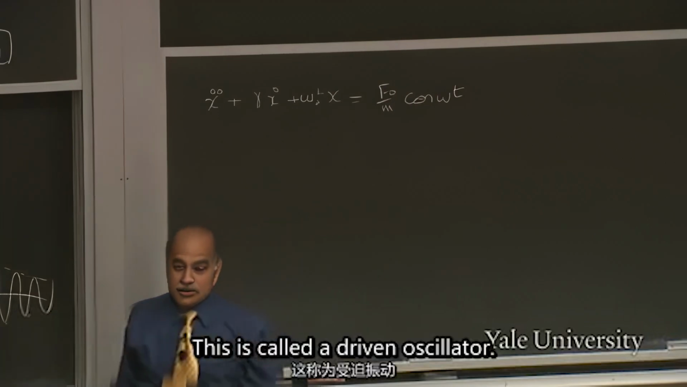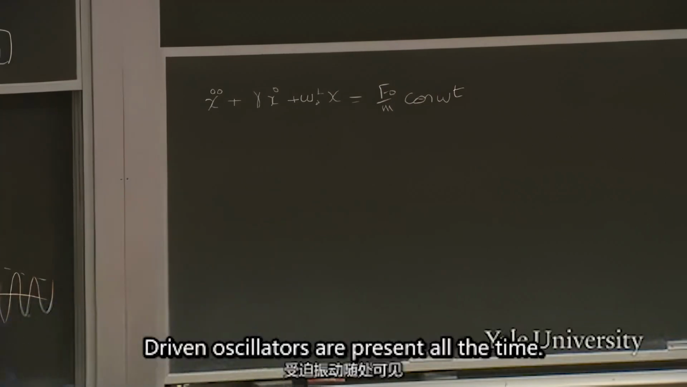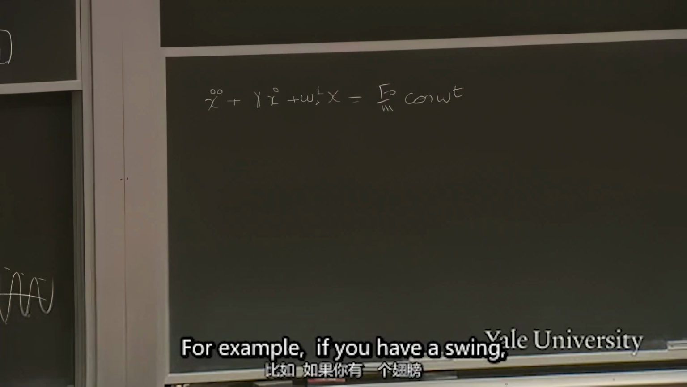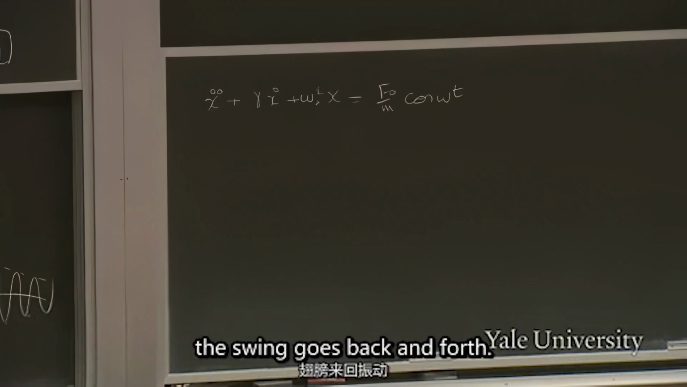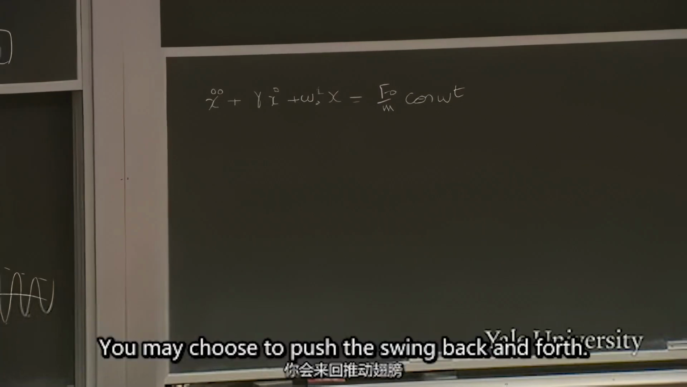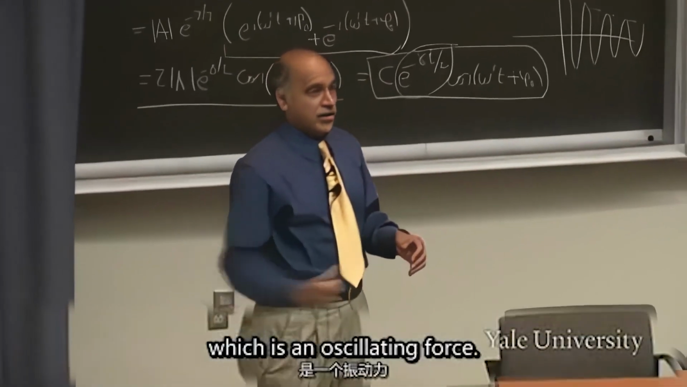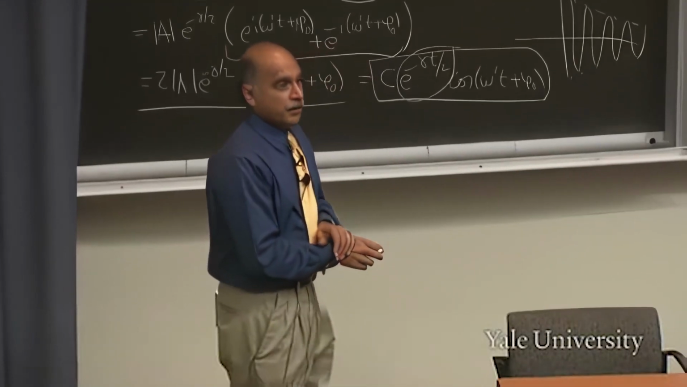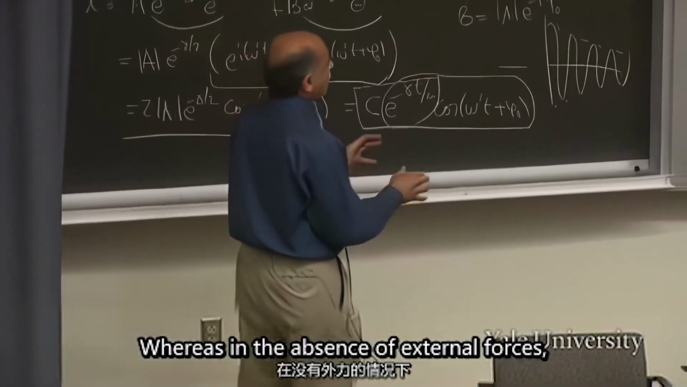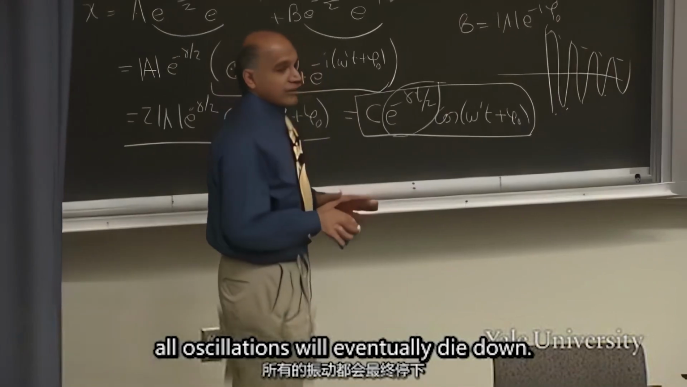This is called the driven oscillator. Driven oscillators are present all the time. For example, if you have a swing that goes back and forth, you may choose to push the swing back and forth. If you've got a kid in a park, you're applying a force, which is an oscillating force. Whereas in the absence of external forces, all oscillations will eventually die down.